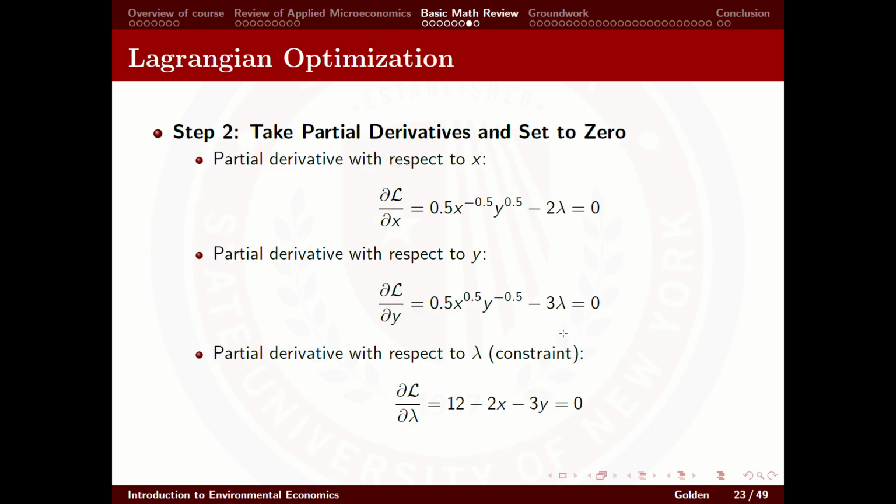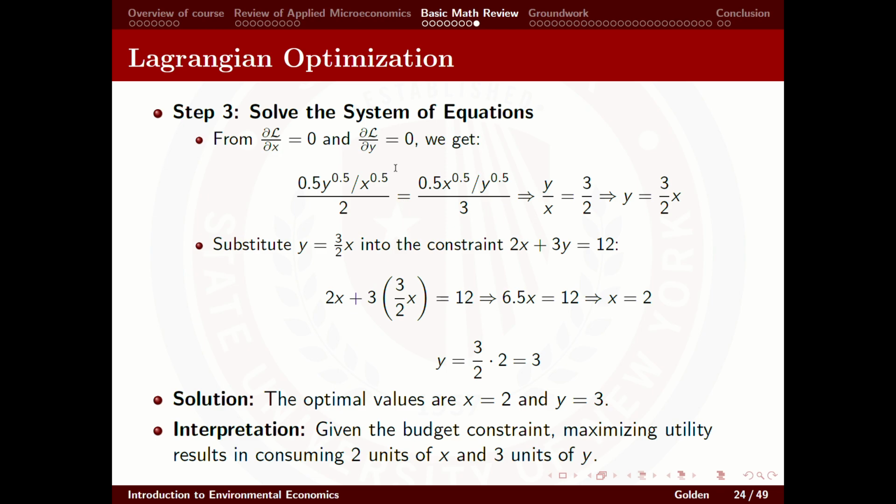Step 2, take the partial derivatives and set to 0. So you take the partial derivative with respect to x, and you treat y as a constant here. You subtract 1 from 0.5 equals negative 0.5. Multiply that 0.5 up front, and then you have minus 2 lambda equals 0. Partial derivative with respect to y, 0.5 times x to the 0.5, y to the negative 0.5, minus 3 lambda equals 0. And now you take the partial derivative with respect to lambda. Because lambda is not multiplied by anything, this is always just going to be equal to the constraint. And then now you solve the system of equations.